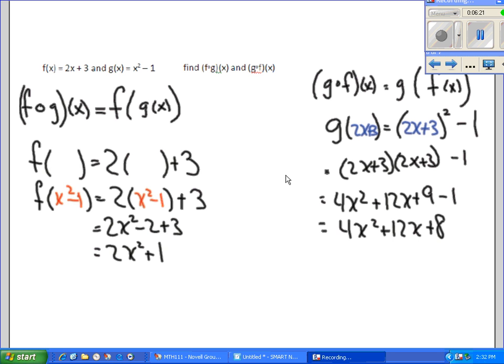Now the order is important. If we take a look at g of f of x, g circle f of x is g of f, so putting the f into the g. So again, g of blank equals blank squared subtract 1, because our g of x formula is x squared subtract 1. And then we can fill in the blanks with the f function, the 2x plus 3. Simplifying, combining. Both of these are parabolas, quadratic functions, but they're not the same function. So the order matters when you're doing the composition.